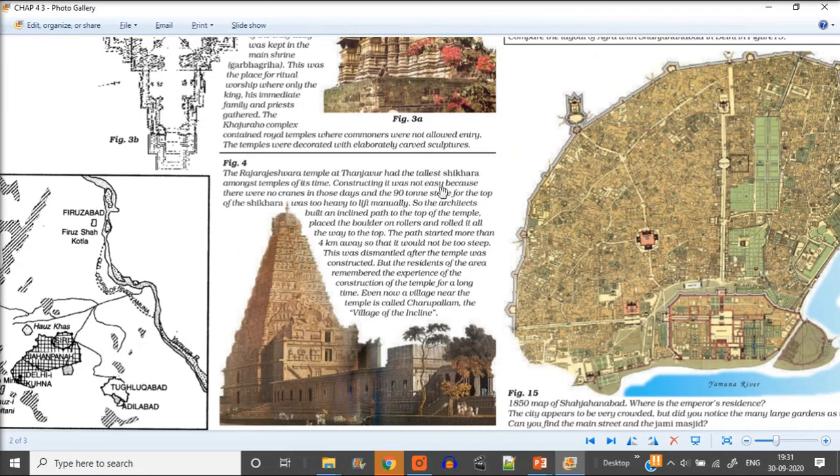And these were very big boulders, and there was a proper 4-kilometer path, and there is a proper village, Charupalam, which means village of the incline. That is how those big boulders were brought in and put on this huge structure over the Garbhagriha.